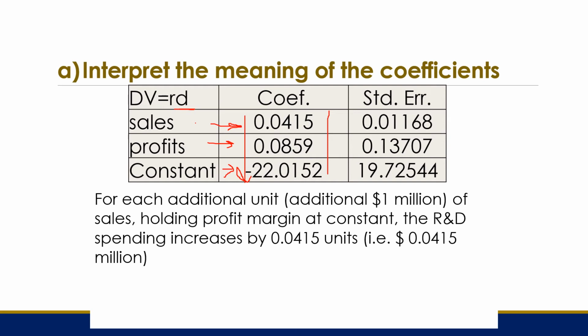Now, because we want to interpret the meaning, we look at what this coefficient means and what the constant means. From this output, for each additional unit, which means, remember, it's measured in millions, an additional $1 million of sales, holding profit margin constant, the research and development expenditure increases by 0.0415 units. That means $0.0415 million, and that one will give you, I think, $415,000.